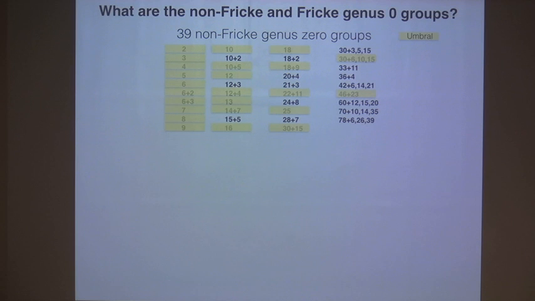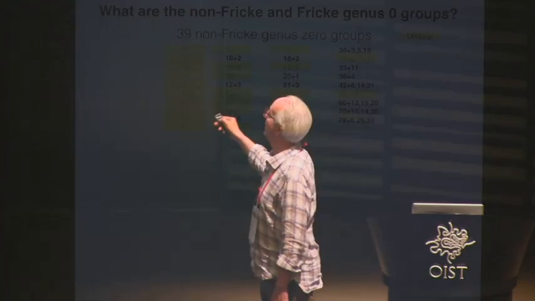So what are the non-Fricke and Fricke genus zero groups? Well, there are 39 of these non-Fricke groups, and I've listed them according to the notation that I mentioned to you earlier. You probably don't care about the details. I've put a yellow little highlighter here over the ones that appear in the umbral moonshine that are classified by Niemeier lattices. It's an interesting question, which I don't think has been determined, whether all these other ones correspond to some kind of finite group structure or lattices, probably rather small finite groups if they do.